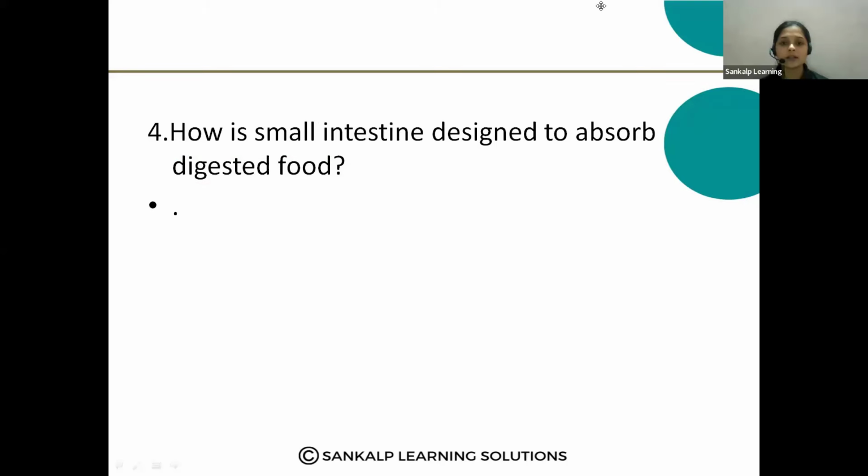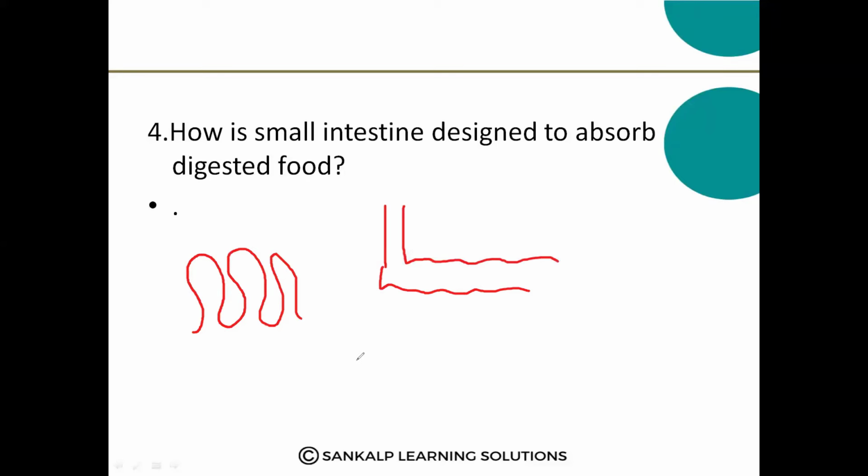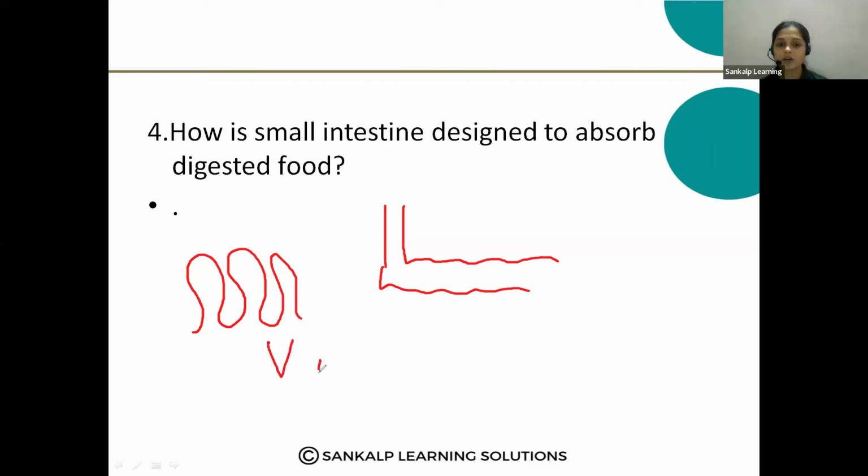So how is the small intestine designed? If you observe the inner walls of the small intestine, it has finger-like projections. What is it called? What is it called? Finger-like projection in the small intestine? Villi. Very good. So that is called villi. Why is it folded like this, with finger-like projections? Because it increases the surface area of the small intestine. Yes, ma'am.